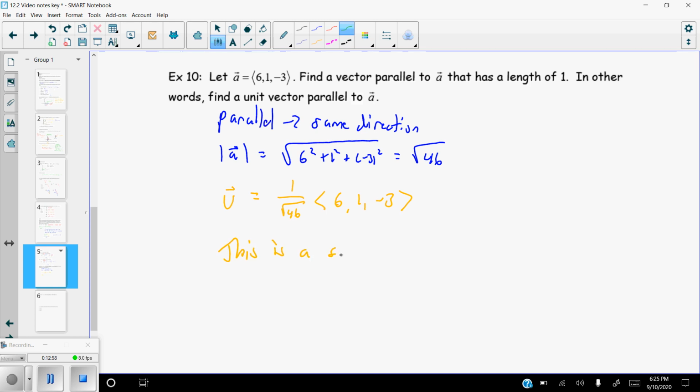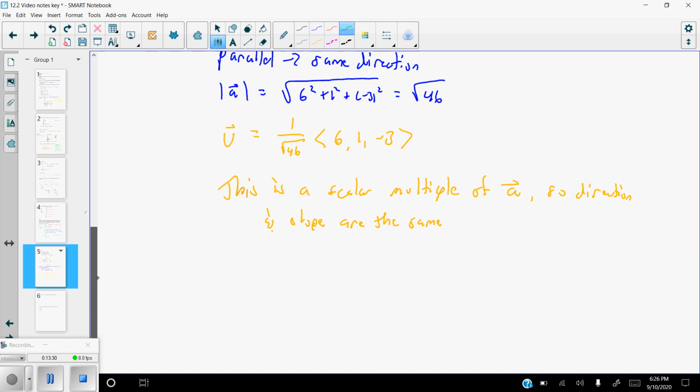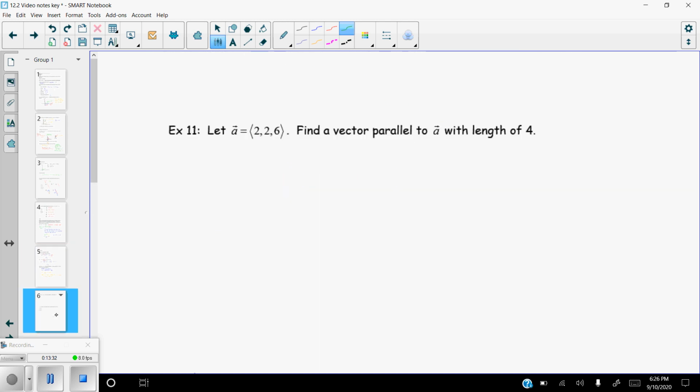this is a scalar multiple of vector A. So the direction and slope are the same. And because I'm multiplying it by 1 over its magnitude, it is now a unit vector. All right, hopefully we're all good there. Let's go ahead and finish this off. We've got 2 more examples to go.